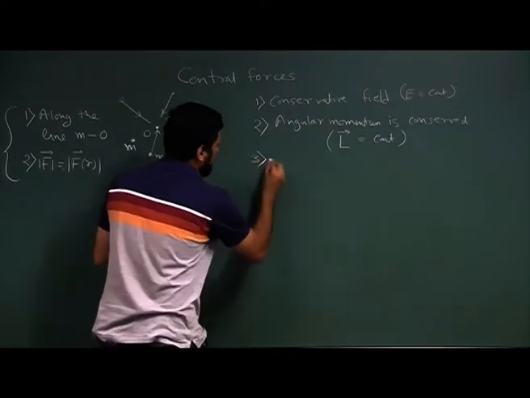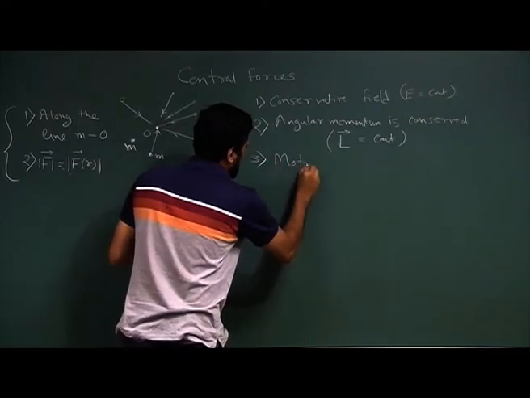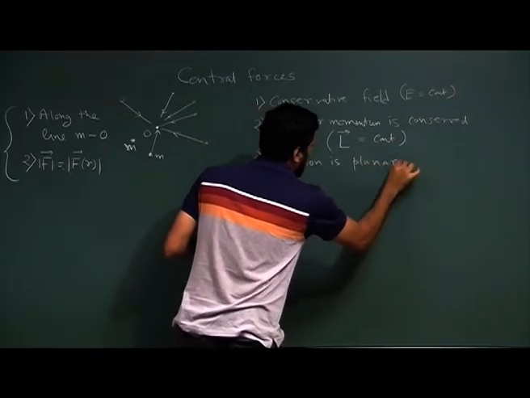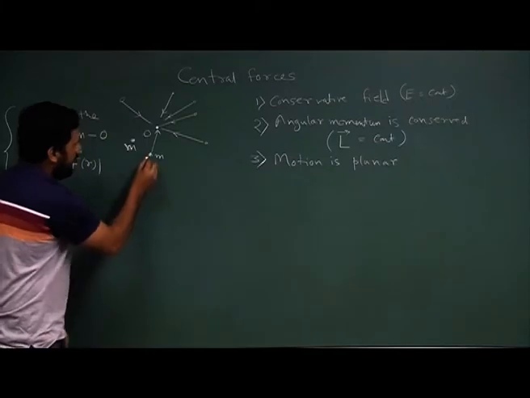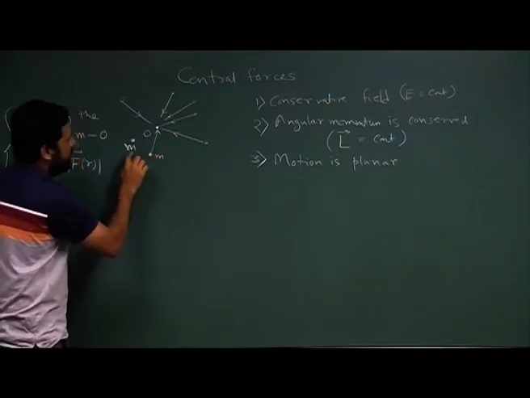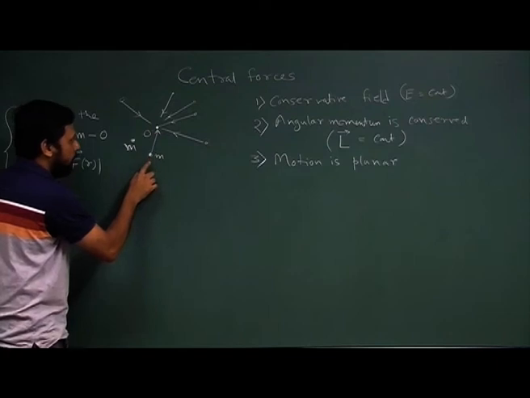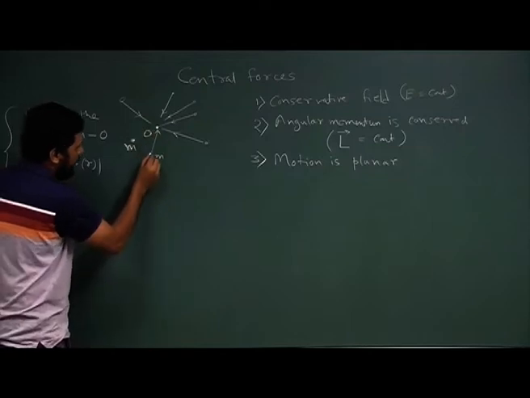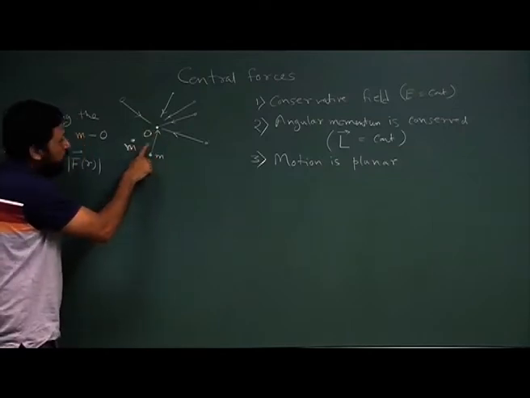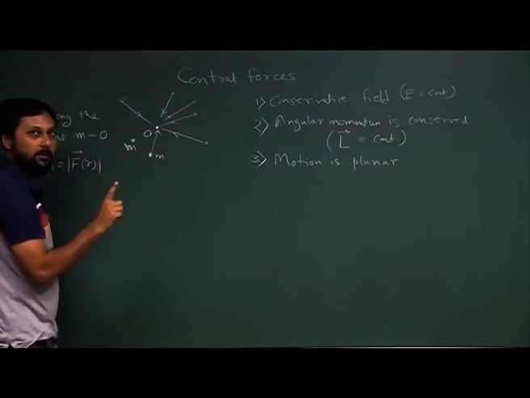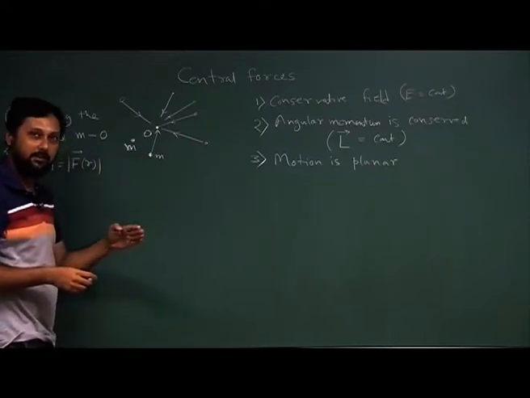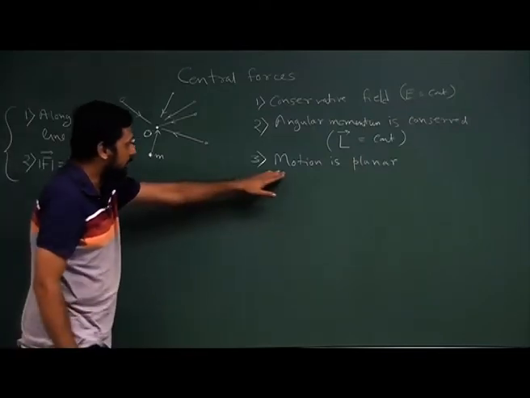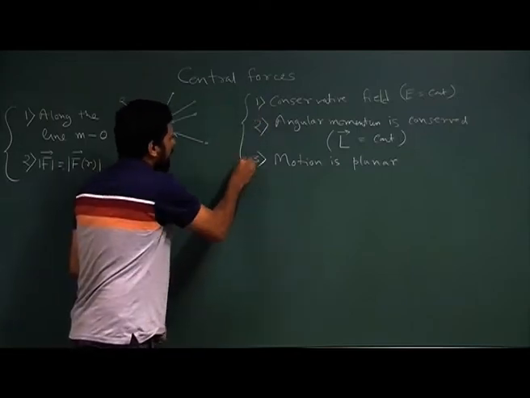And number 3 is, motion is planar. So, that means the motion of this particle m, for example, if it is due to this central force where the origin of the central force is O, let us say. So, if the motion of this particle is due to this central force alone, please remember, if there is any other force acting on this particle at the same time, which is also possible, then we cannot comment on this motion, and these 3 sets of properties will not be valid.